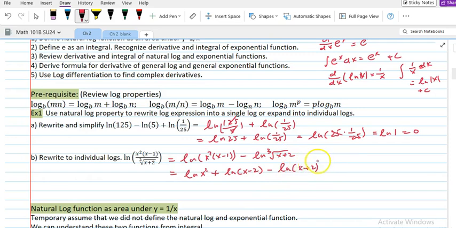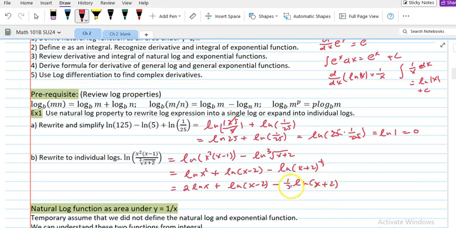Remember, cube root is power 1/3. Why do I do that? Because whenever I have a power, I can use the log property of moving the power to the front. So it becomes a very simple log of 2 ln x plus ln x minus 2 minus 1/3 ln x plus 2.